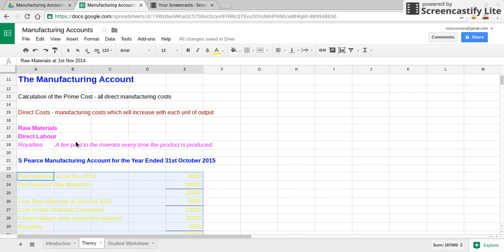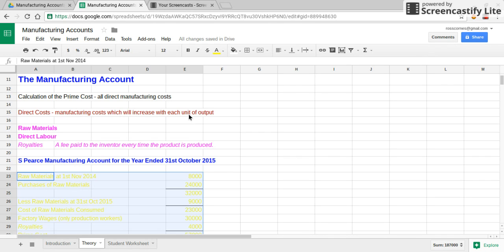Well, the top part of the manufacturing account follows a pretty standard sort of format or layout. So what you will see at the top is the calculation of what's called the prime cost. And the prime cost has all of the direct manufacturing costs. And a direct cost is a cost which increases directly with each unit of output.